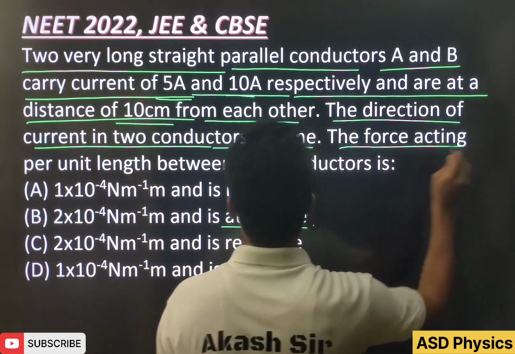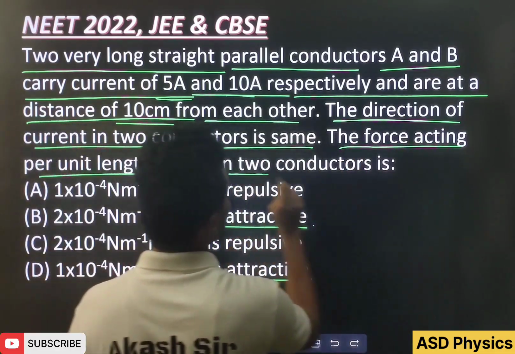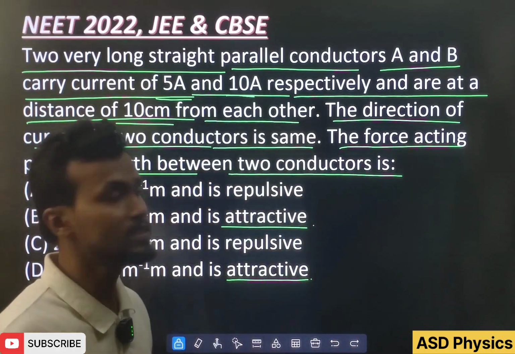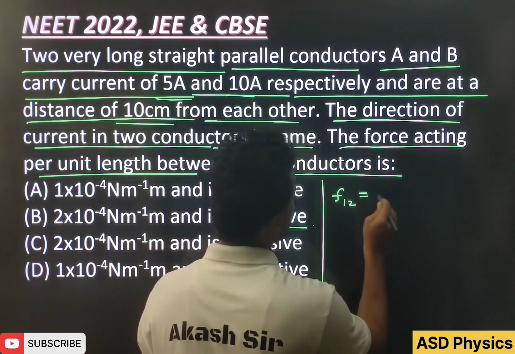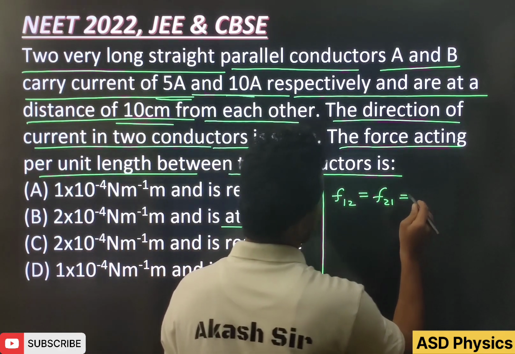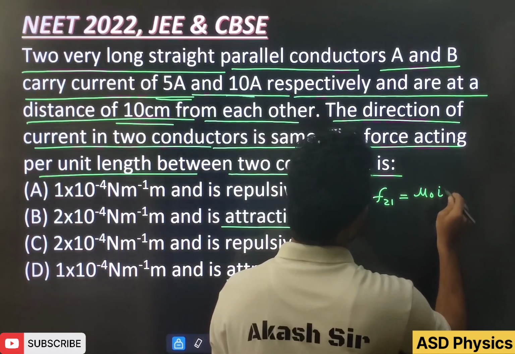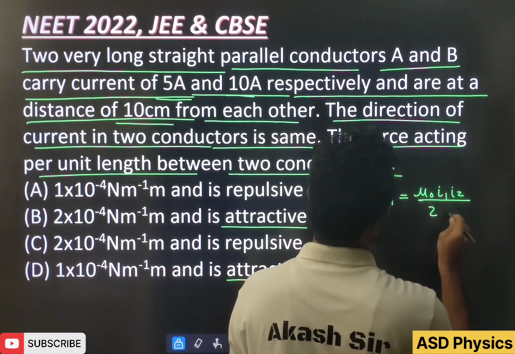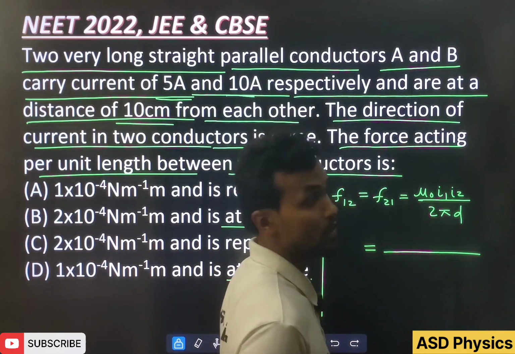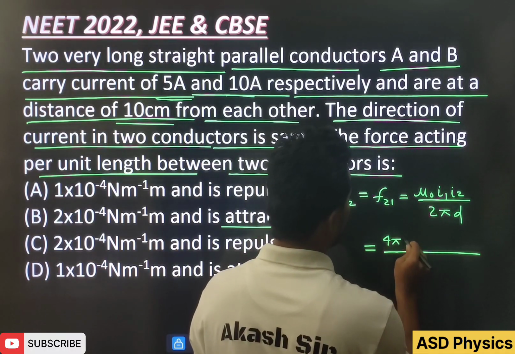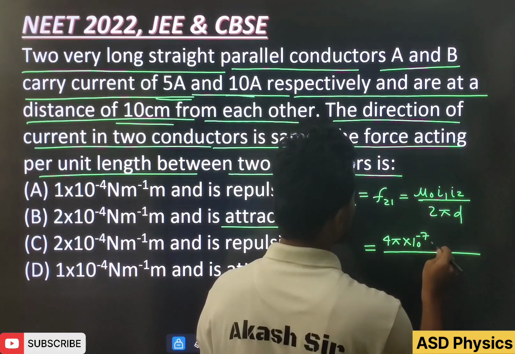Now the force acting per unit length between the two conductors is how much here? The force acting is small f per unit length, maybe F12, maybe F21. What is the formula? Mu naught I1 I2 by 2 pi d. Now after that I can write the value of mu naught: 4 pi into 10 to the power minus 7.